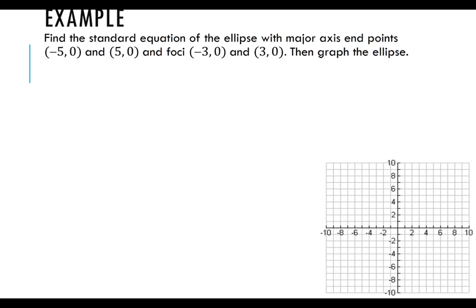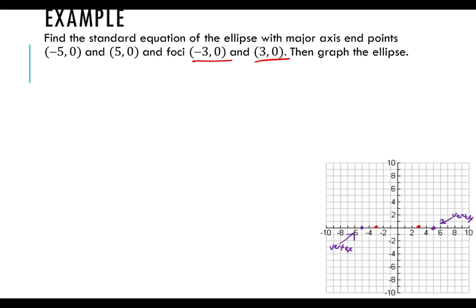Find the standard equation of the ellipse with major axis endpoints (-5, 0), (5, 0), and foci (-3, 0), (3, 0). Alright, so I'm going to sketch these. First off, (-5, 0) and (5, 0) are vertices. We're also told the foci, which I'm going to write down in a different color because they're just reference points: (-3, 0) and (3, 0). Those are the foci.